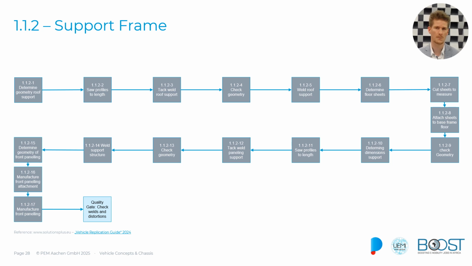This is done probably by bolts preferably. We again check the geometry, and then we determine the dimensions of the support we need. Again, cut these to profile, tack weld them, and check the geometry, and then weld this support structure. Then we go for the determination of the geometry of the panels, manufacture the panels, and we'll then attach the front panel as well. So let's look at everything step by step now.